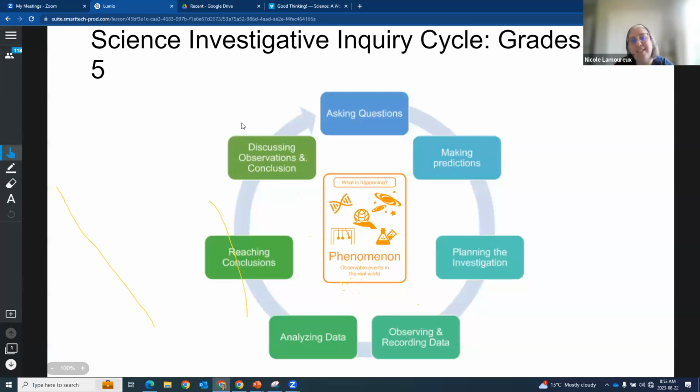So you can see that I've put it as a cycle because that's what it is. You could be asking questions at any point during an investigation. It isn't always just starting with asking questions. But we're going to go with that and look at some of the skills and procedures from the scientific methods and see where it aligns.